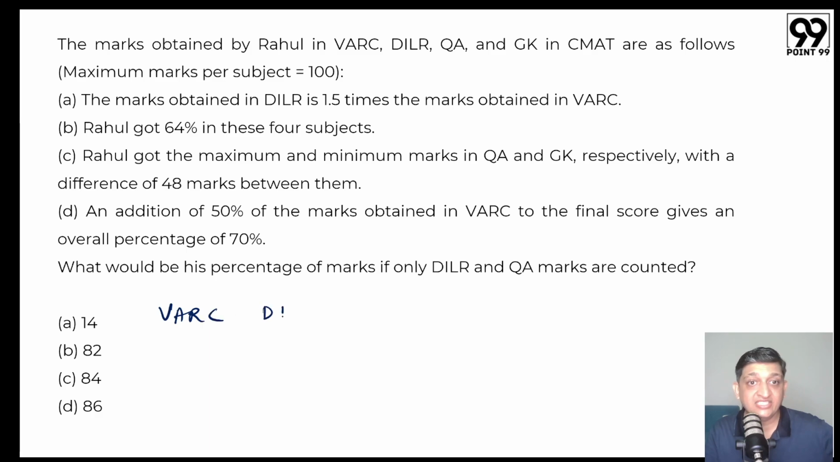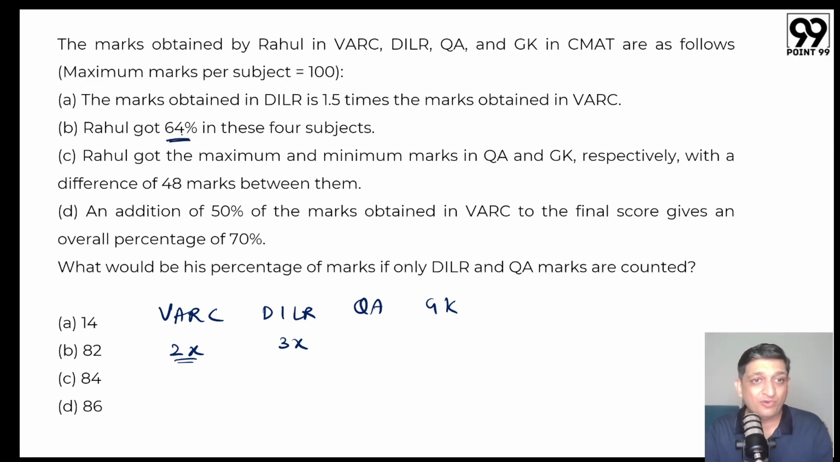We have VARC, we have DILR, we have QA, and we have GK. The marks obtained in DILR is 1.5 times the marks obtained in VARC. So if in VARC he had scored 2x marks, in DILR he would have scored 1.5 into 2x, or 3x marks. Now you realize why I took 2x here instead of x, because if I would have taken x here, this would have been 1.5x. I don't like dealing with decimals, so let's keep it as 2x and 3x.